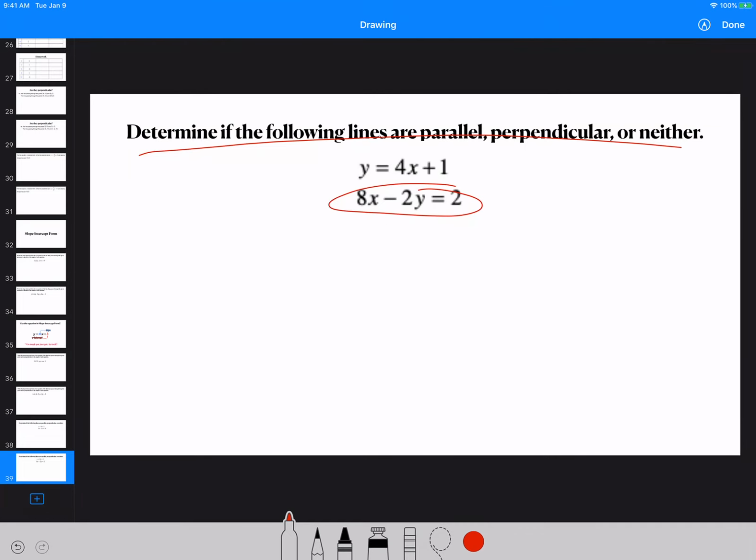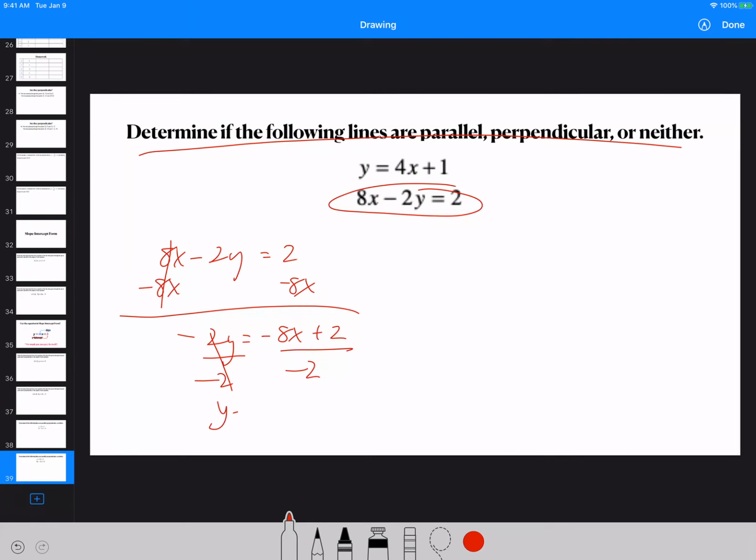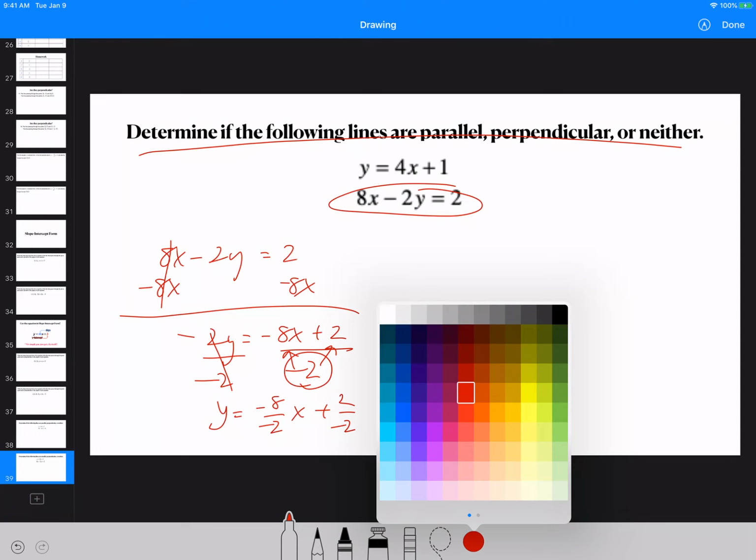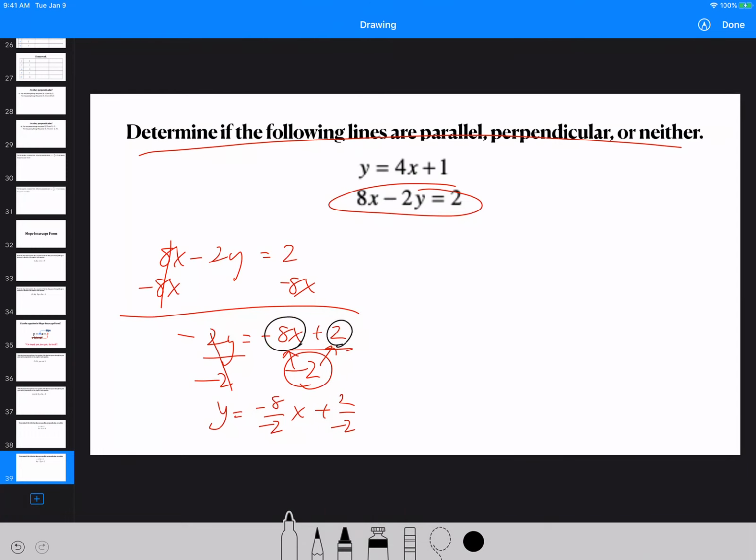Okay, once again, if you do this, 8x minus 2y equals 2. From what I've told you before, please subtract 8x on both sides of the equation like this. So negative 2y equals negative 8x plus 2. Divide both sides by negative 2. What you end up with is negative 8 divided by negative 2 x plus 2 divided by negative 2. This negative 2 gets applied to both terms of the equation, negative 8x and plus 2. This becomes positive 4, this becomes negative 1, hence my equation is y equals 4x minus 1.